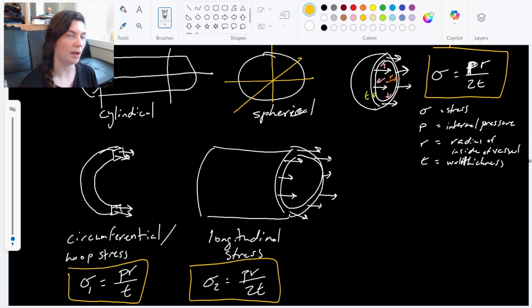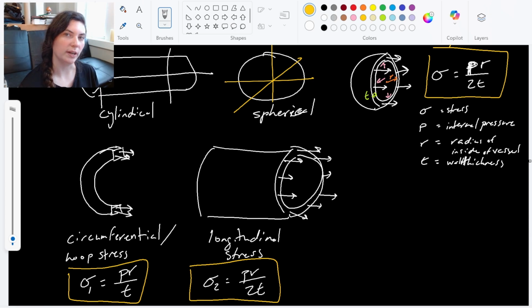So that makes it not too bad, right? There's only one difference that you need to know between a cylindrical or a spherical vessel, and that's that the cylindrical vessel has this circumferential hoop stress that is twice as much as the spherical or longitudinal stress in a cylinder. So similar equations, but fairly simple in application.